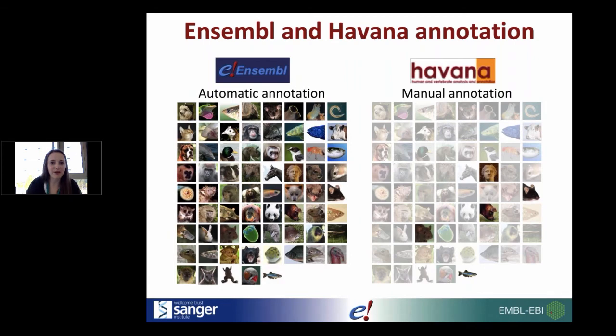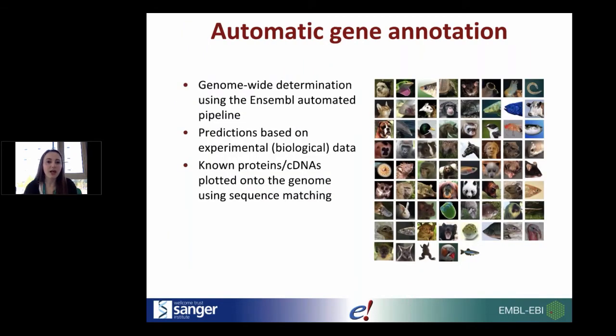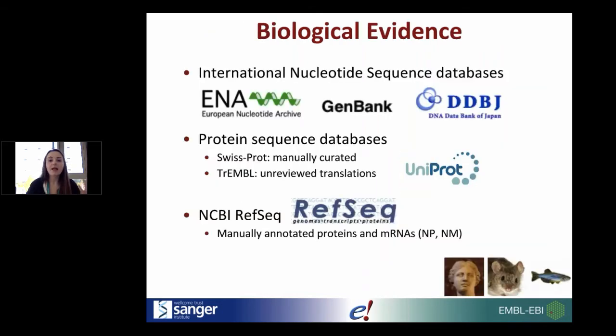So what's involved in these two different methods? So automatic annotation is genome-wide determination using the Ensembl automated pipeline. This pipeline works by taking experimental biological data, so known proteins and cDNAs, and then plotting them onto the genome using sequence matching. This is quite a quick process. It can be done in a couple of weeks for an entire genome, but it can sort of make mistakes at times. The biological evidence we use data from the INSDC, so that's the ENA, GenBank, and DDBJ.